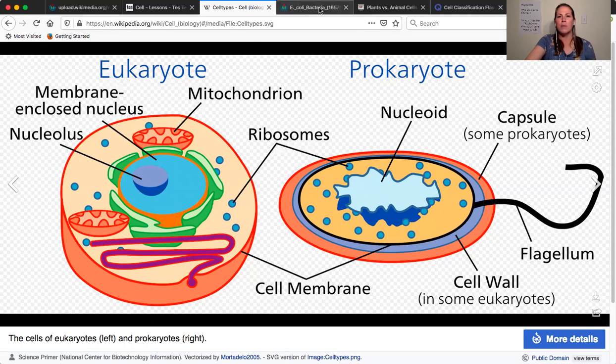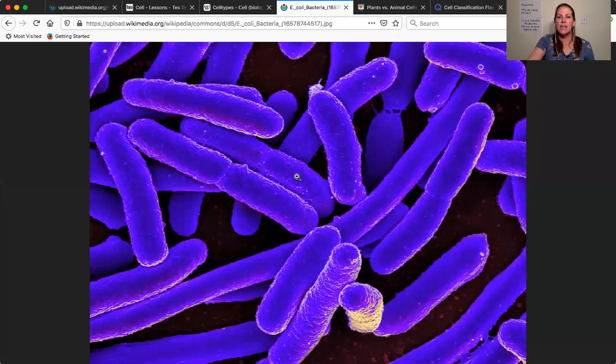An example of a prokaryotic cell are these E. coli bacteria. Bacteria are prokaryotic cells. Some are very helpful to us and we need them inside our digestive tract. Some are very harmful to us and can cause food poisoning, like certain types of E. coli.